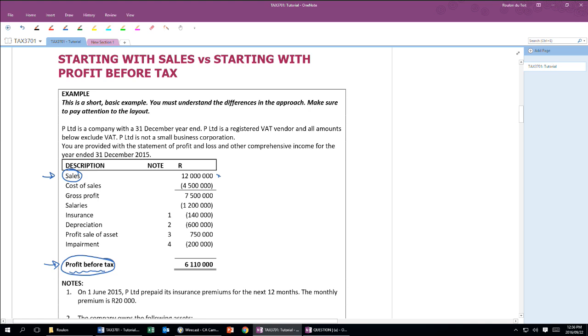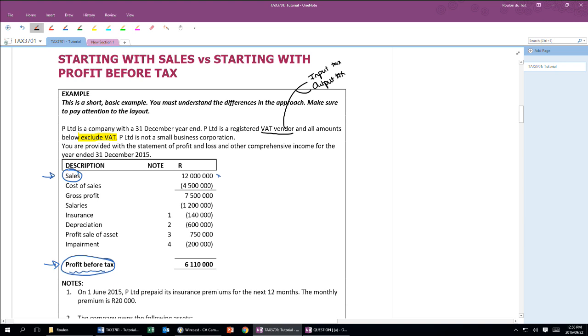Right, so P Limited is a company with a 31 December year end. P Limited is a registered VAT vendor and all amounts below exclude VAT. Now, it is very important to remember that when a person is a VAT vendor, like they indicate here, the VAT vendor might be able to claim input tax and will have to pay output tax.